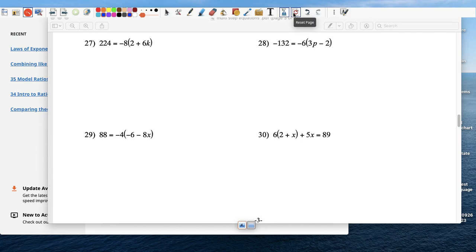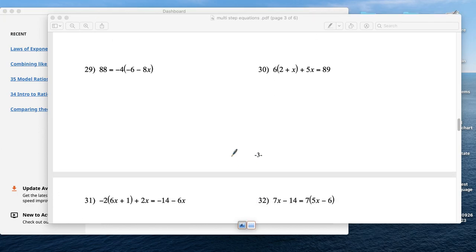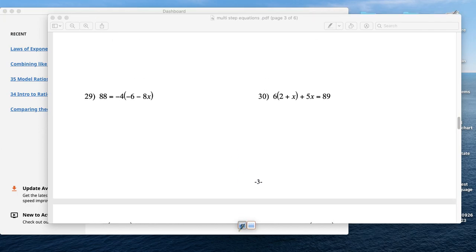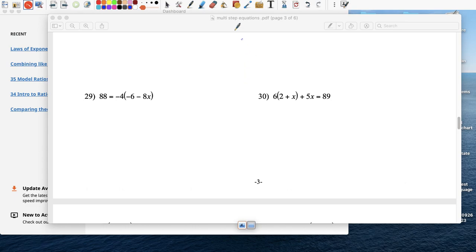Next number is, no idea, 30, 32. So we're going to do 30 and then 32. So let's do 30. Okay, here's 30. Hopefully that's enough room. Go through the order. Number 1. Do I see any distributive property? Number 1. Look for distributive property. Yes, there is right here.